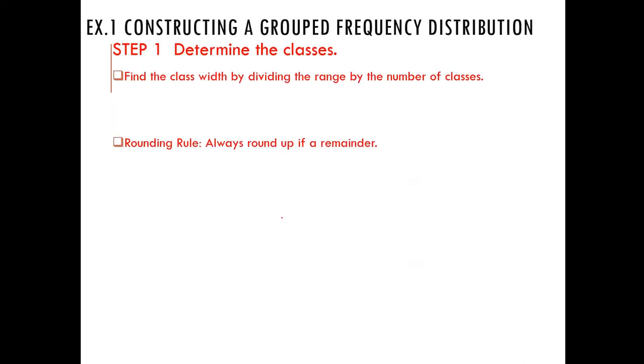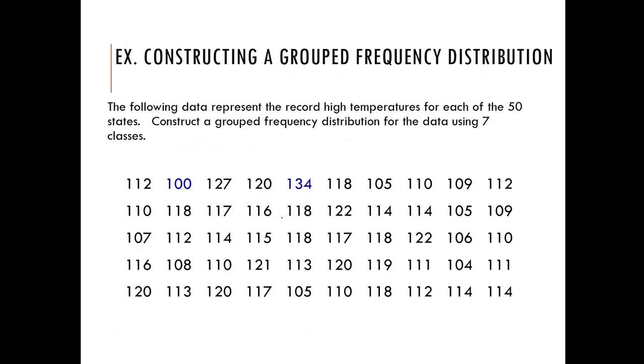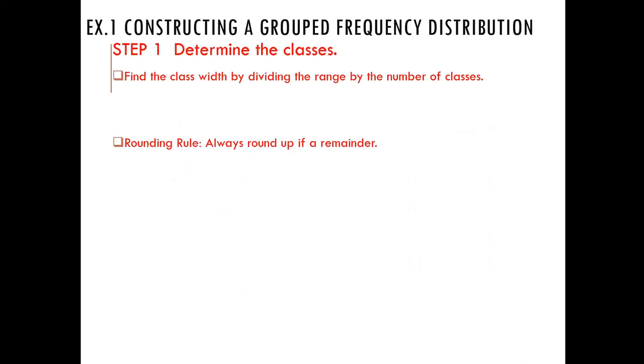All right, here we go. We have some steps in creating our table so that you don't forget. Step 1 is to determine the classes and the class width. So we are going to find the class width by dividing the range by the number of classes. So if we go back, our highest data value minus our lowest data value will give us our range. And we also said we want to split up this whole entire data set using 7 different classes.